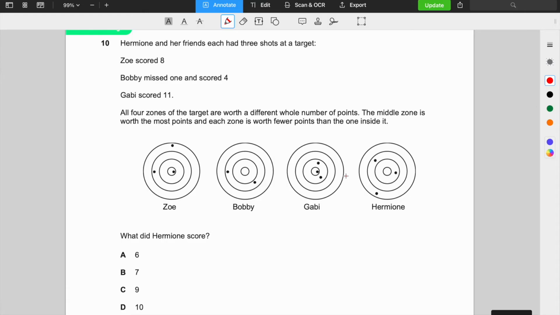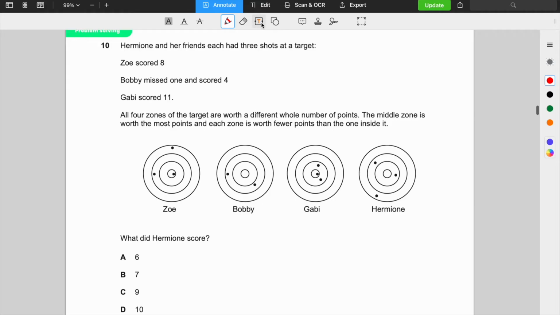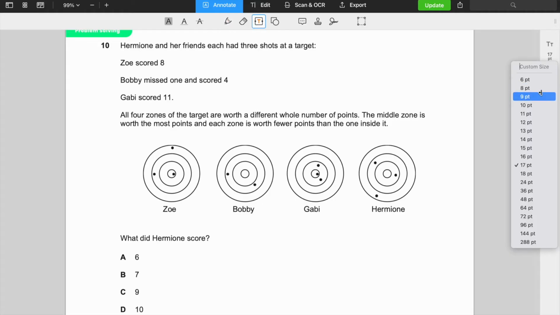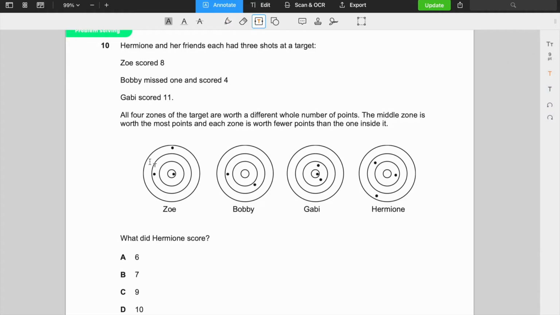So the way I've done question 10, and there's different ways, but what I've done is I will simply label the different zones. So I'm going to call the most center zone A, and then the ones out B, C, and D, okay? So this one will be B, this one will be C, and this one will be D. So the one at the most outer zone is D, okay? This will just help us work out what's going on.